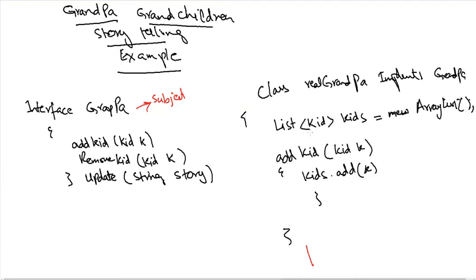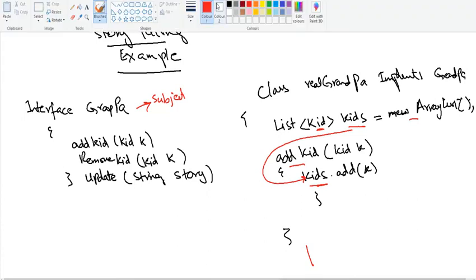So to be quick, I wrote it for you already. First of all, we have a list of kids, which are our observers. We call this list kids, and we initialize it. Then we have a function called add kid. In this add kid, we add an observer to this kids array list.